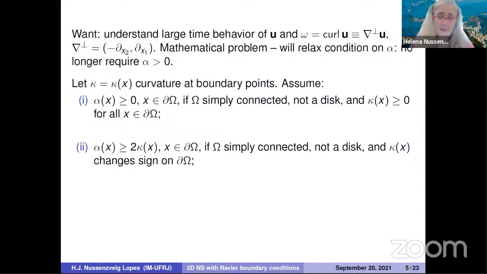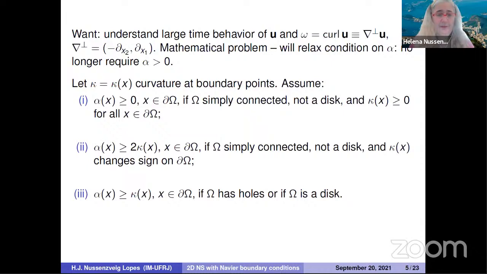If the domain is simply connected, not a disk, but the curvature changes sign, such as for a little potato or an amoeba, then we have to assume that alpha is greater than or equal to twice the curvature at each point. We do not have the option of assuming one condition on one portion of the boundary and another condition on the other portion. So if the curvature changes sign anywhere on the boundary, then we have to assume that alpha is greater than or equal to twice the curvature.